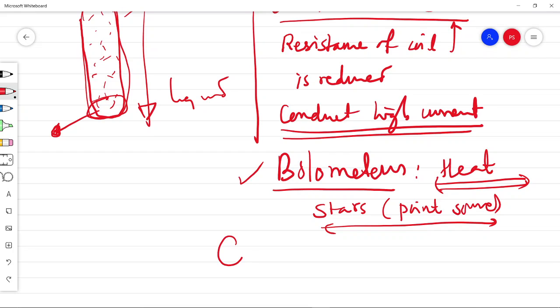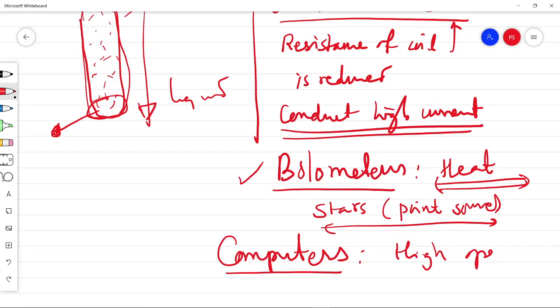It can also be used in computers, because the liquid helium temperature provides high operating speeds for computers. So these are some applications where liquid helium can be used. People are still exploring its uses, and the research is going on in this case.